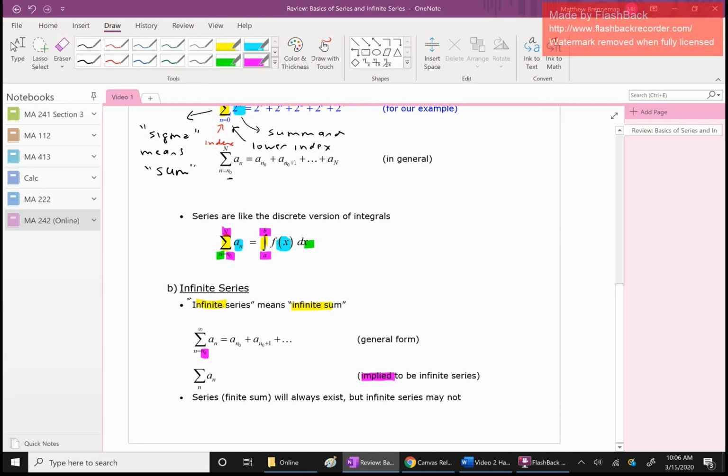Okay. And the difference between these two is vast, because whenever you have a finite sum, it's always guaranteed to exist. Its value will always exist. But the problem with infinite series is that the sum of these infinite terms may not exist. And we're going to talk in the next video about what this semi-cryptic statement means, what it means for an infinite series not to exist.